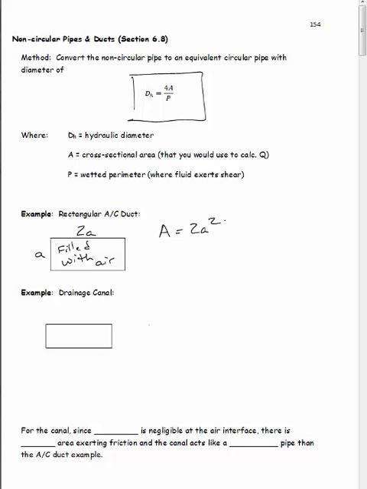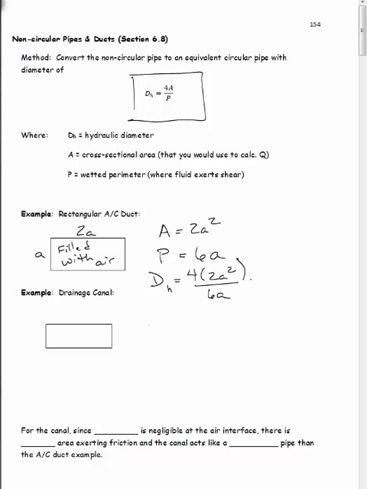Height times width. So area, height times width, would be 2A squared, right? And our perimeter then, so this air that's coming through this duct is in contact with all four walls here. So our perimeter is going to equal this wall plus this wall plus this wall plus this wall. Well, that's 2A plus 4A, 6A. Okay. So our hydraulic diameter then, DH, is equal to 4 times 2A squared over 6A. And this is just plugging into this equation above.